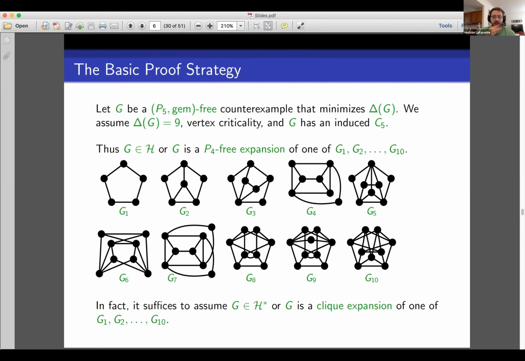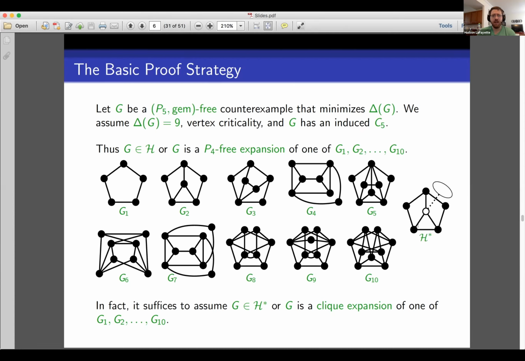And in fact, we made the reduction down to a clique expansion similar to what they did in their paper. So basically, for the P4-free expansion, you just take the P4-free parts and trim down till you get to a clique, and you can show that your chromatic number, clique number, and delta stay the same. So it suffices just to assume you're the clique expansion. And the script H star is the clique expansion version of script H.